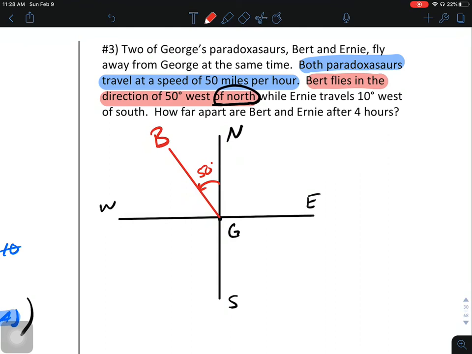Ernie travels 10 degrees west of south. So you start at south and you go in the direction of west. This is a naming convention for angles that is used in the real world. That is where Ernie is. How far apart are Bert and Ernie after 4 hours? So to finish our triangle, I'll just call this little g. We're trying to figure out what little g is.